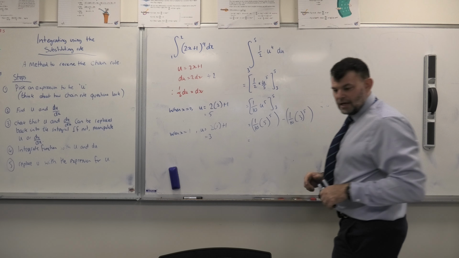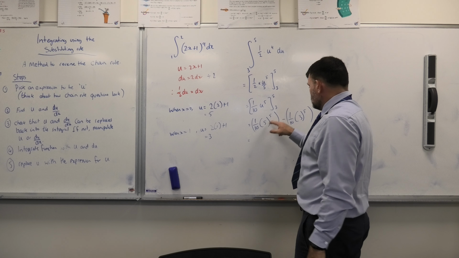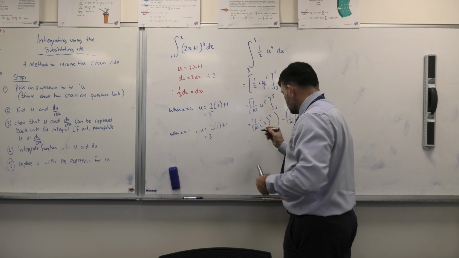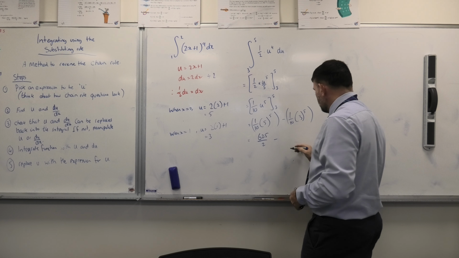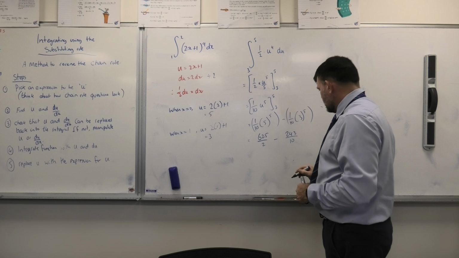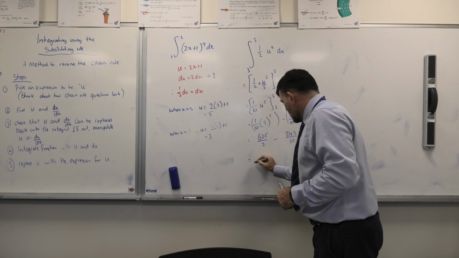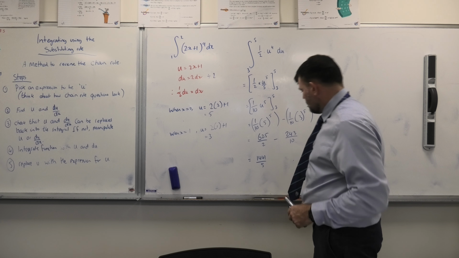Oh, I didn't bring my calculator with me. Let's see if I can do it. So we've got 625 over 2 minus 243 over 10. Yep, and that gives us 1,441 over 5.